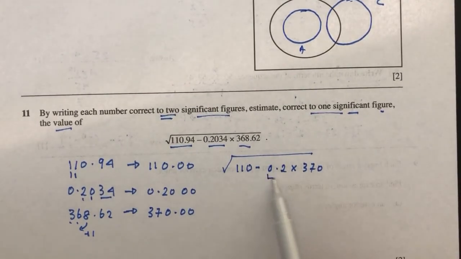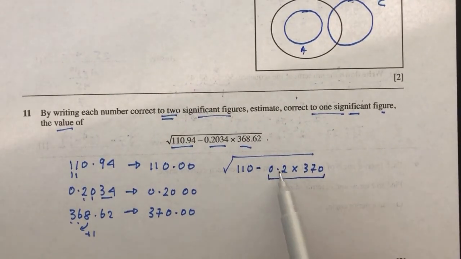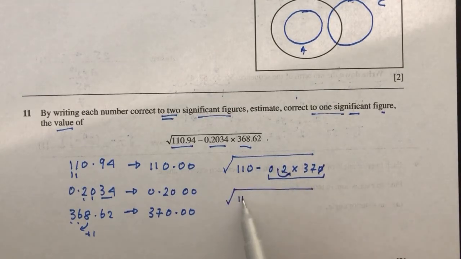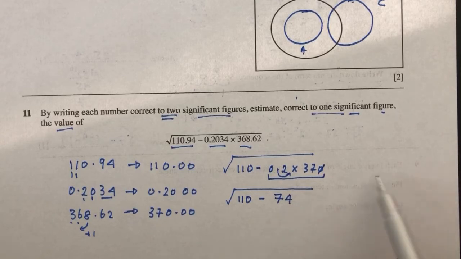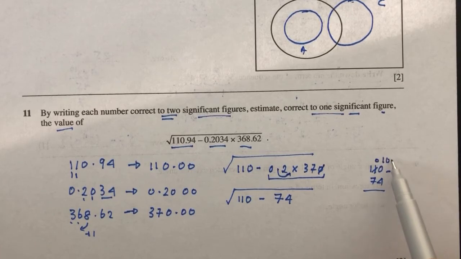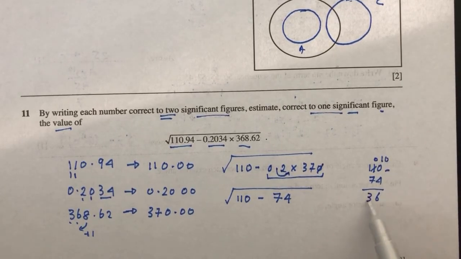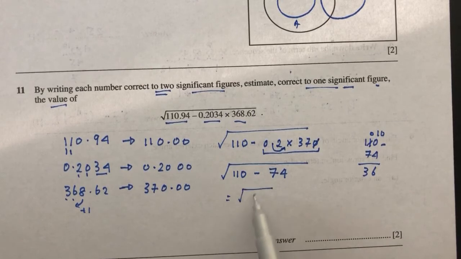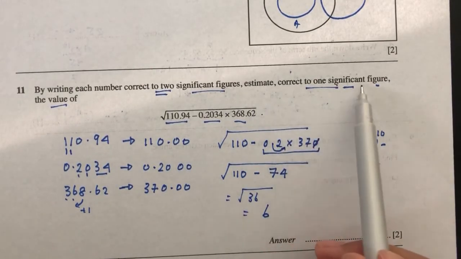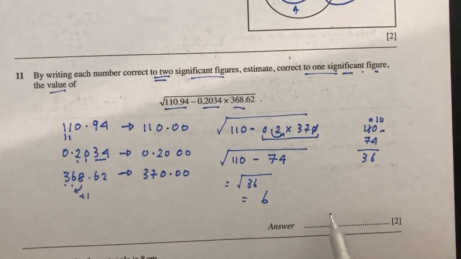So we first have to do multiplication. So we cut the 0 off, so this moves here. It will become 110 minus 2 times 37, that will be 74. 110 minus 74 will be what? 10, that will be 6, that will be 3. So your answer will be square root of 36, which will be 6. So give your answer correct to one significant figure, it will be 6.